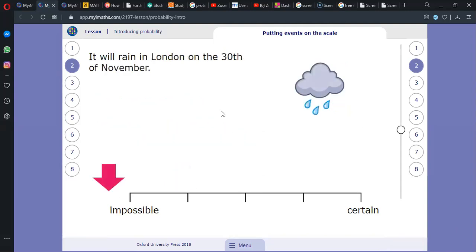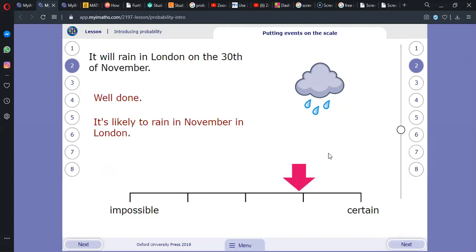Now let's talk about London. Will it rain in London on the 38th of November? I think that it should be close to being certain, but not really certain, so maybe somewhere here. So it's likely to rain in November in London.